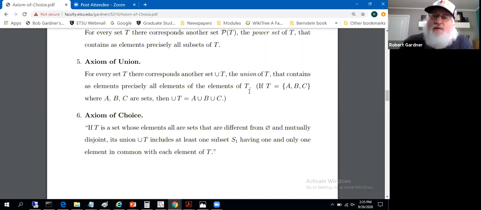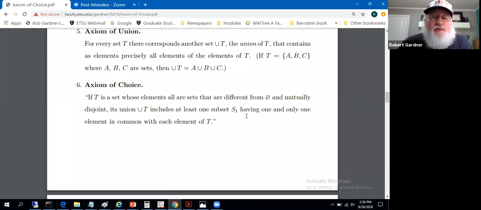Everything is a set. So for example, if T were the set A, B, C, then A, B, and C themselves are elements of T and are themselves sets. Then the union of T would be A union B union C. It's an odd way of saying it, but if a certain collection of sets, a set of sets, is known to exist, then we can take the union of those sets. So, axiom of union, reasonable thing.